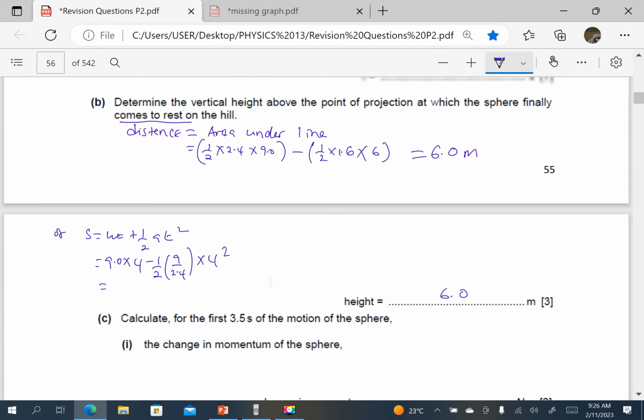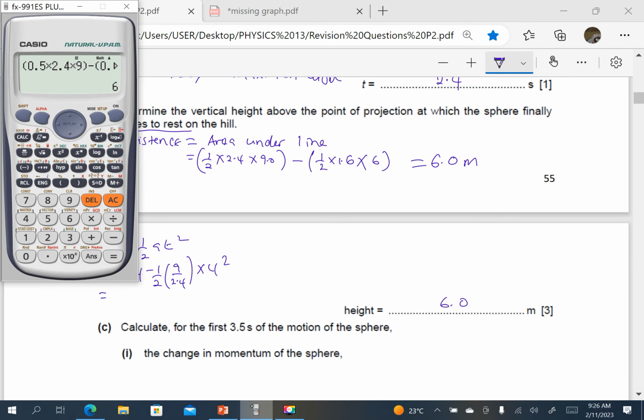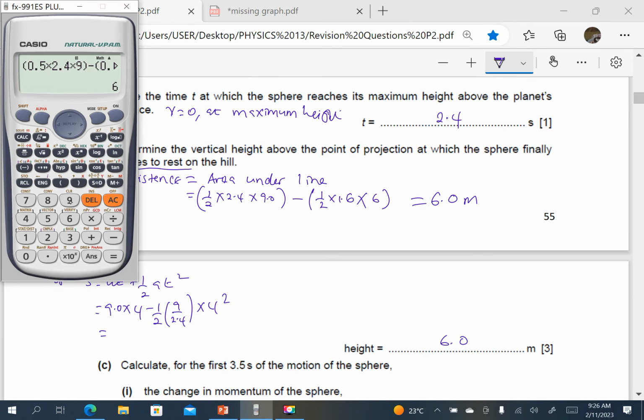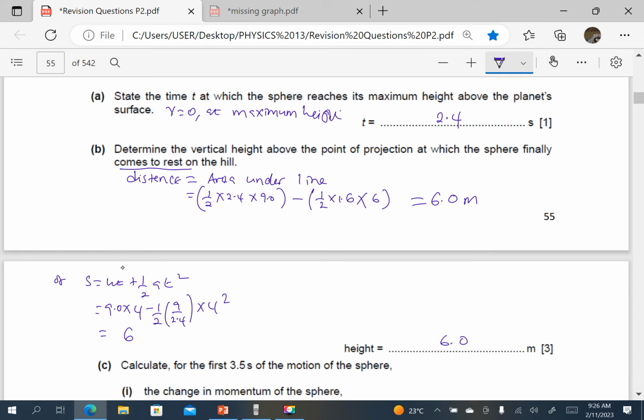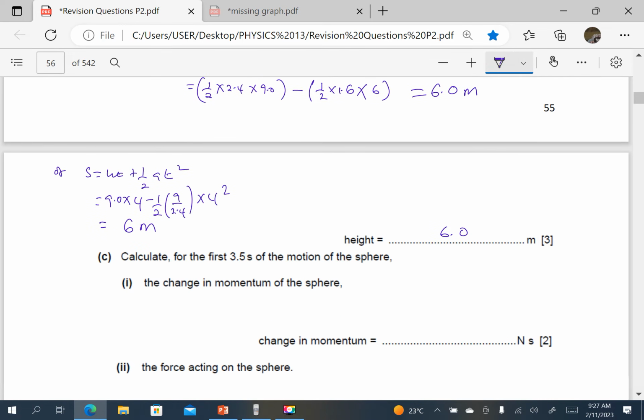So we can check this also and see what we get. So we have 9 times 4 minus, open brackets, 0.5, that is a half, times 4 squared, then times, open another bracket, 9 divided by 2.4. So I close the brackets. So you see it gives me 6. So that is 6 meters. Okay, any other method that you think can lead you to 6 meters is fine.